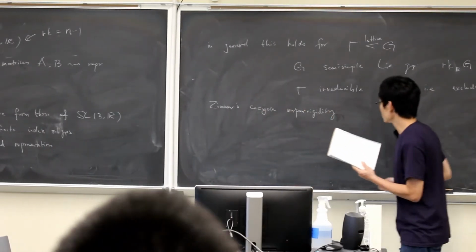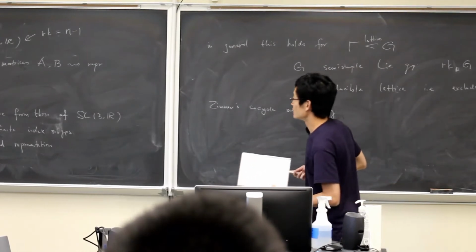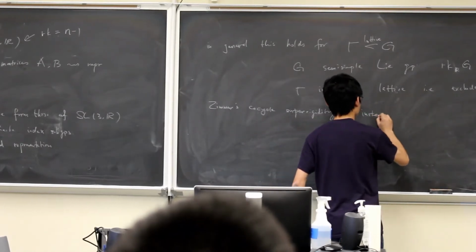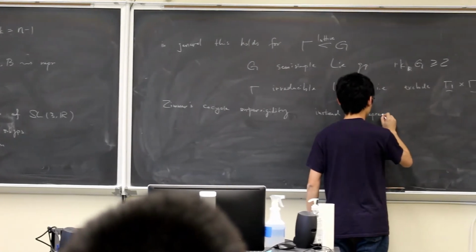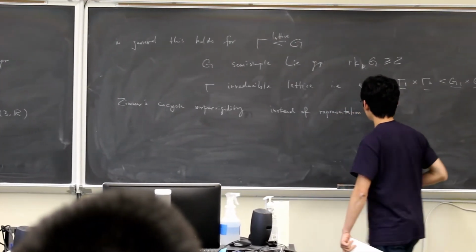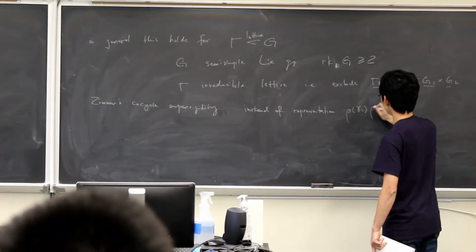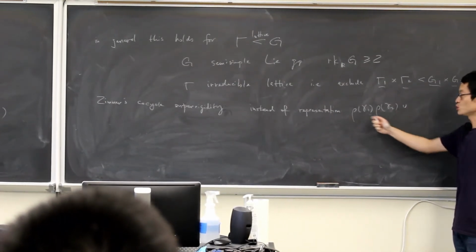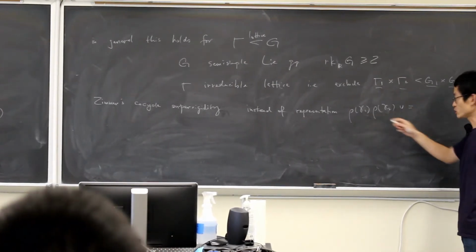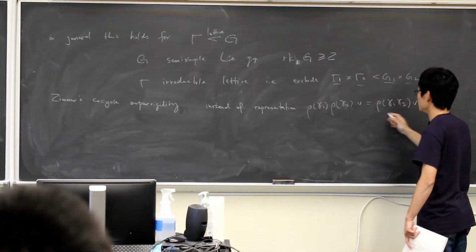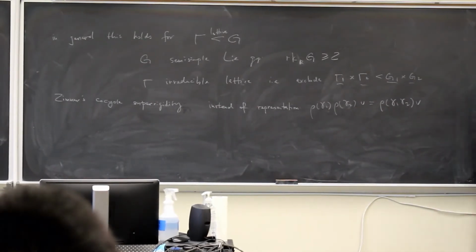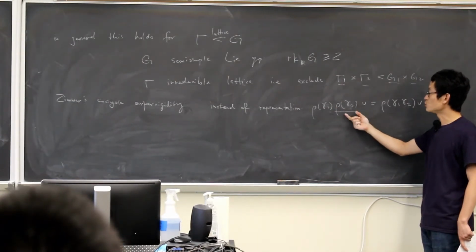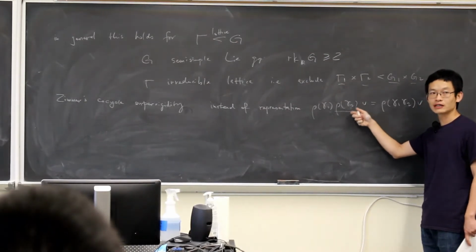Then Zariski Kosako, Zimmer Kosako supergiordity is instead of considering a representation. A representation is something like this: if you take a vector V and apply rho of gamma 2 and apply rho of gamma 1, which are two matrices, and you get rho of gamma 1, gamma 2 times V, something satisfying this condition is called a representation. Then if you ask this matrix to depend not only to be not absolutely defined, but also depend on some base point, then it's called a cocycle.